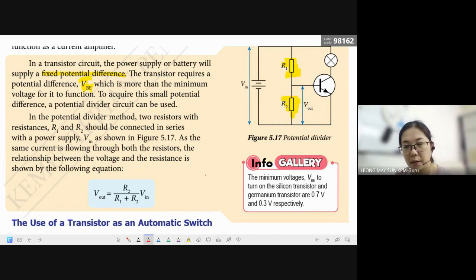This is the base circuit. The base circuit needs to have a minimum value for it to function. So to acquire this small potential difference, a potential divider circuit is used, by using this resistance.